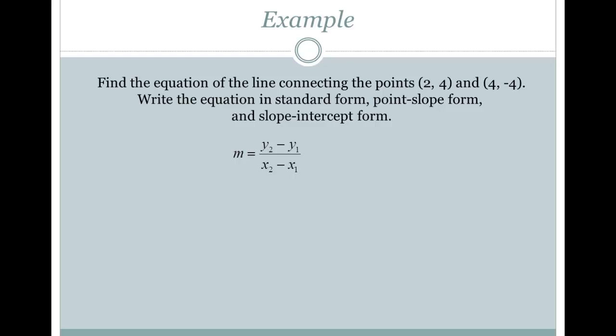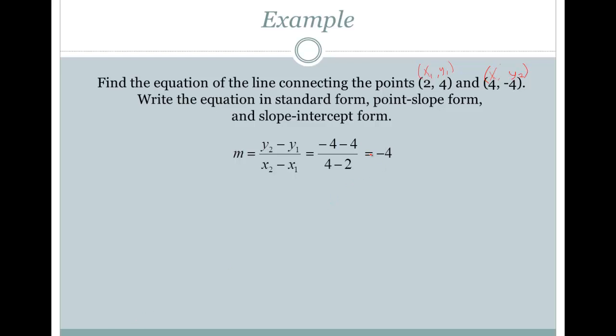If I look at this and I do this, here, this is going to be my x2 and y2 right there, and this is x1 and y1 right there. If I plug that in, again, be careful with your negative signs, and simplify, I'm going to get my slope is equal to negative 4.